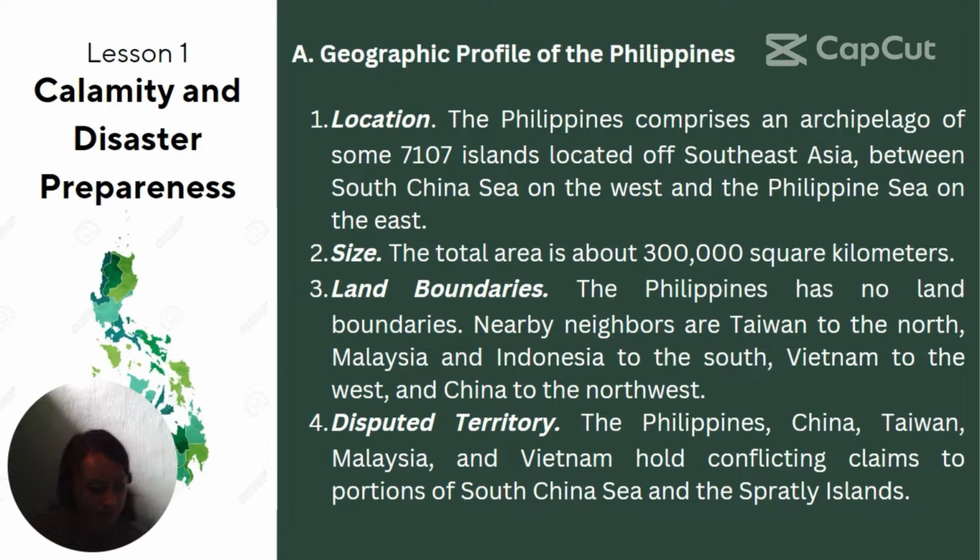So number 4 is disputed territory. From the word disputed, these are misunderstandings and arguments in terms of territory. Two examples are the Spratly Islands and the State of Sabah. The countries in conflict over the Spratly Islands are, of course, the Philippines, China, Taiwan, Malaysia, and Vietnam. And the countries claiming the State of Sabah are the Philippines and Malaysia.